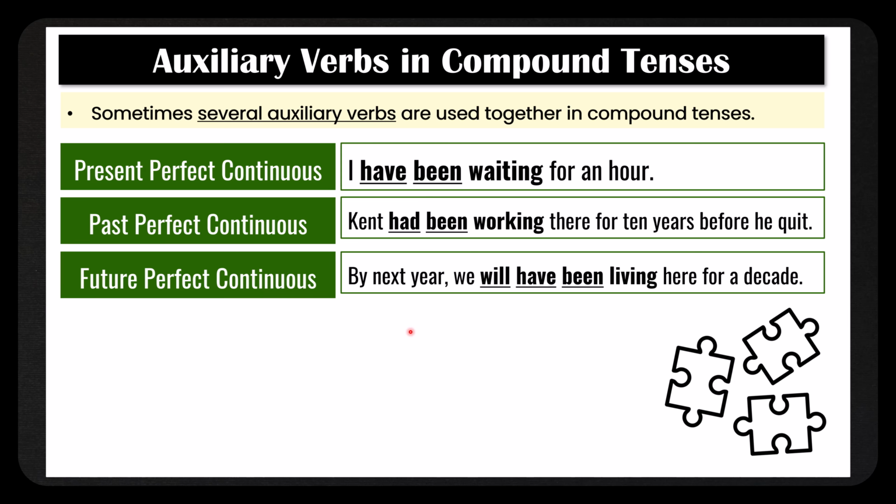And in the future perfect continuous, we have three auxiliary verbs. By next year, we will have been living here for a decade. Will, have, and been are all auxiliary verbs that support the main verb, living.